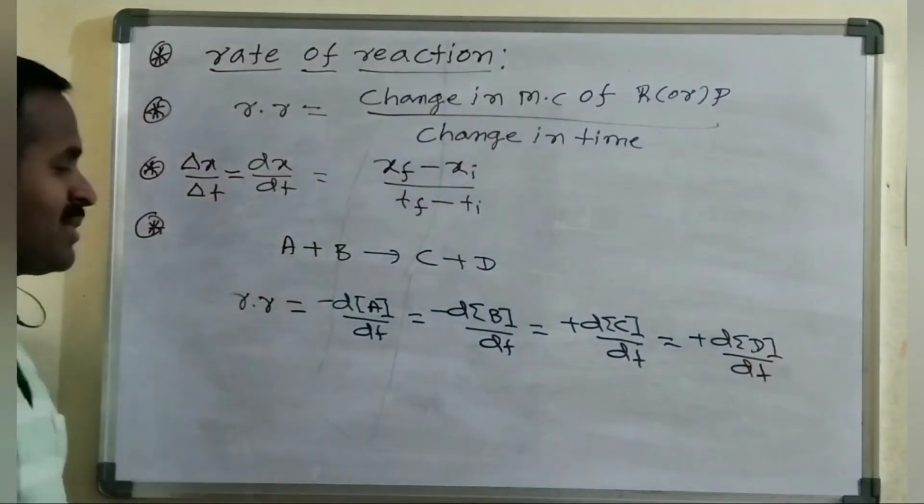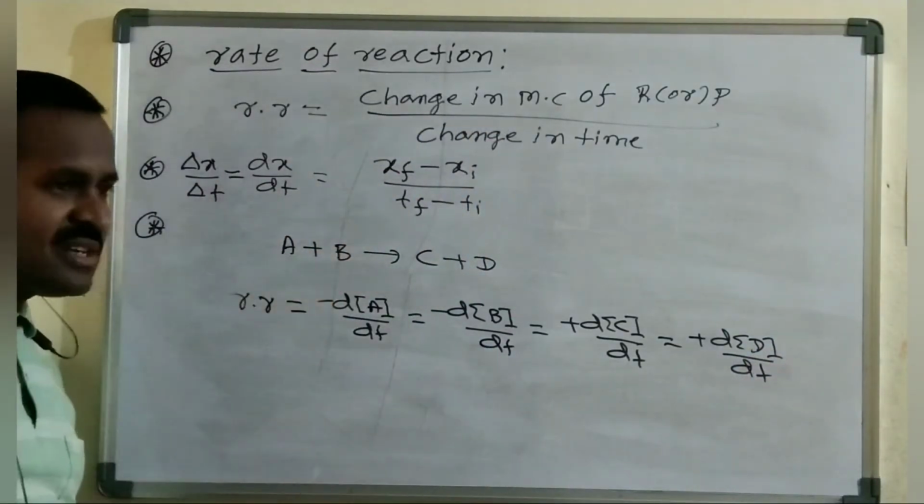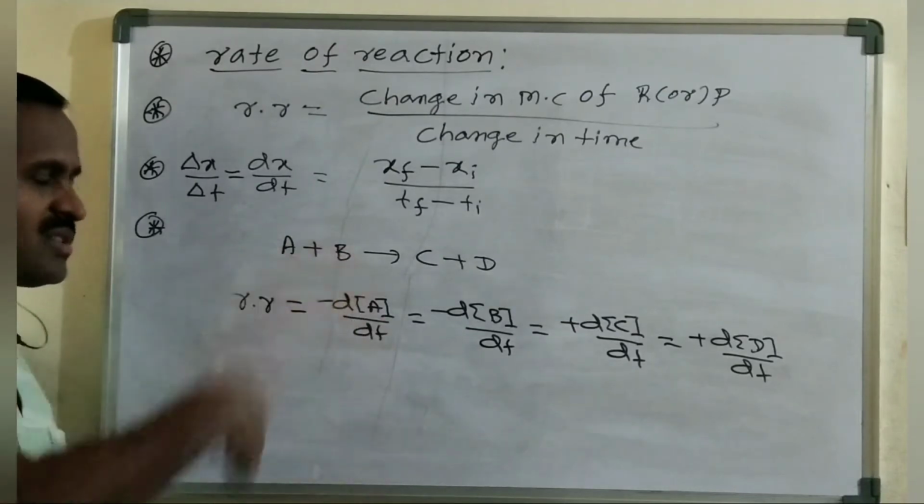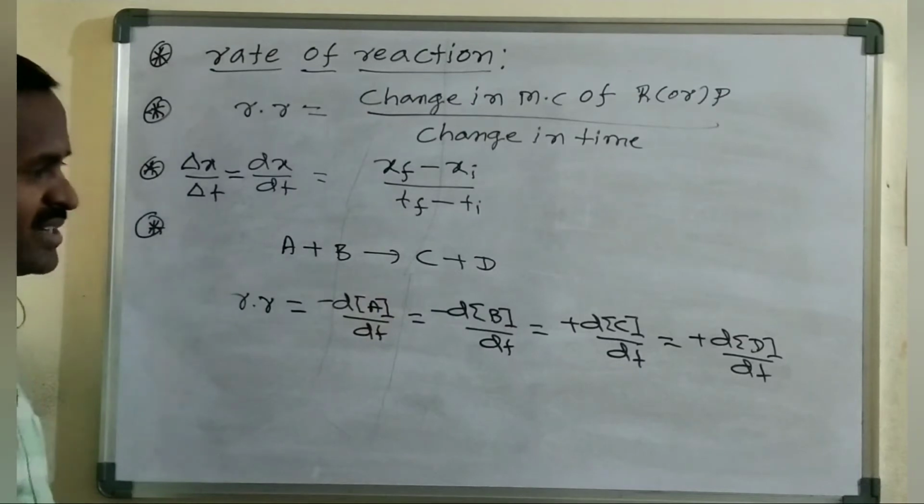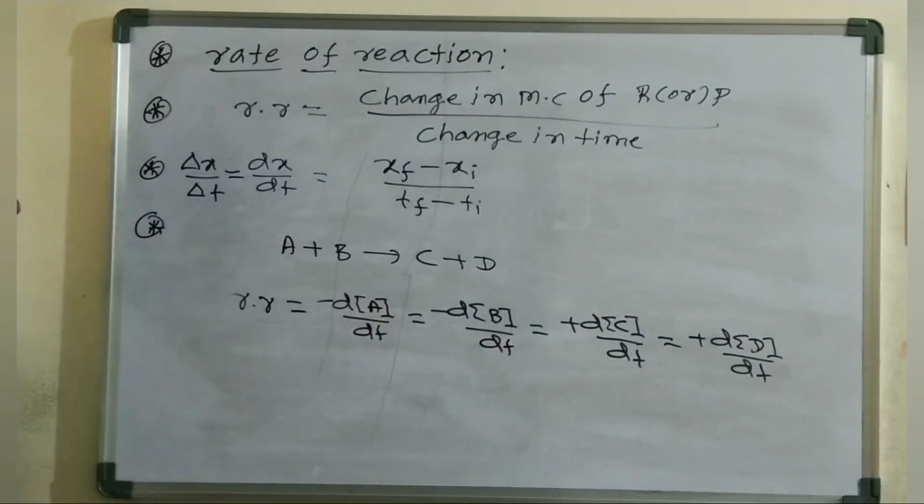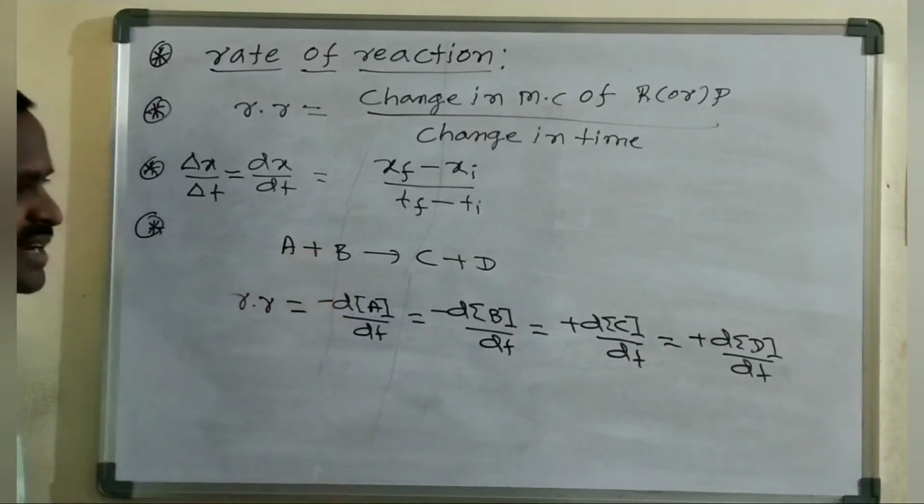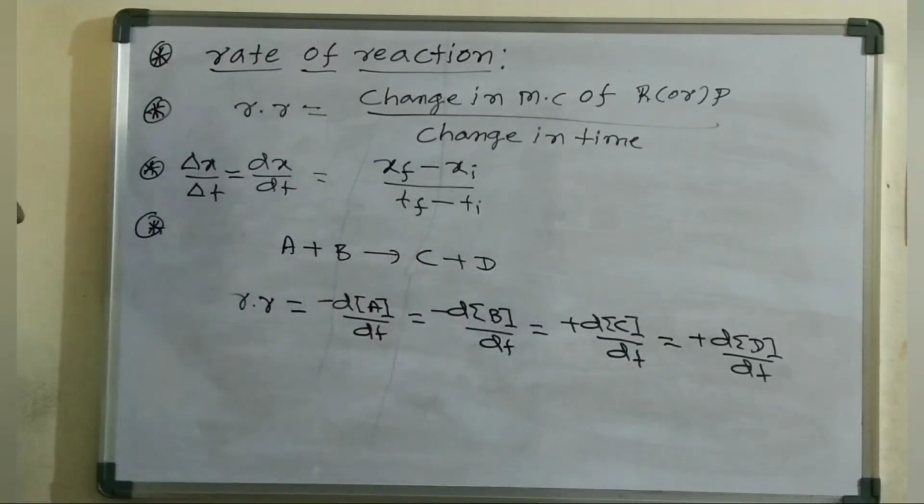If there are any other stoichiometric coefficients for the reactant or product, that stoichiometric coefficient is written in the denominator, like 1 by 2 or 1 by 3. I will take one example. This is a simple differential rate law in terms of the disappearance of reactant and the appearance of product.